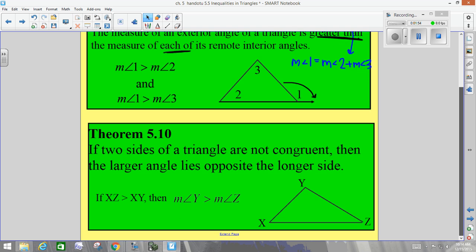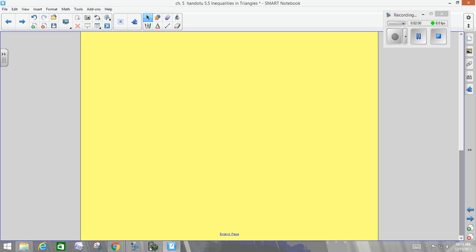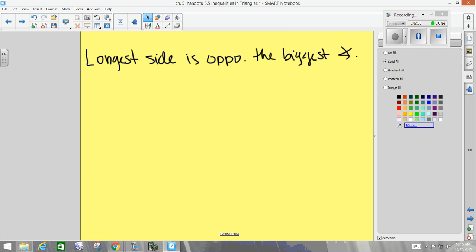The next two theorems, 5.10 and 5.11, I'm going to just tell you what they mean together instead of reading them individually. So on your note packet, you can either write that in this margin by Theorem 5.10, Theorem 5.11, or you can write it in this margin. But together, they say that the longest side of a triangle is opposite the biggest angle.